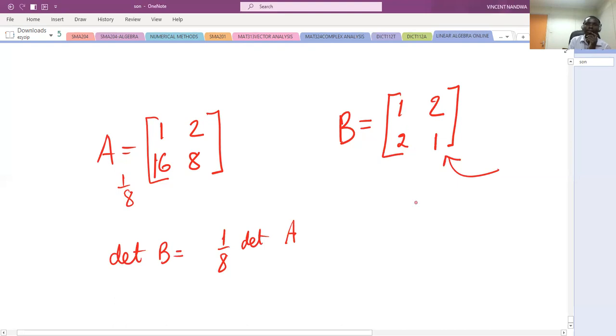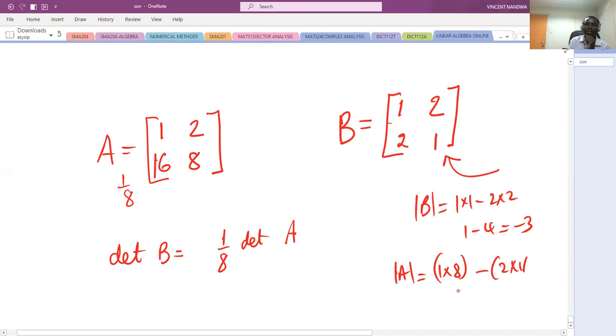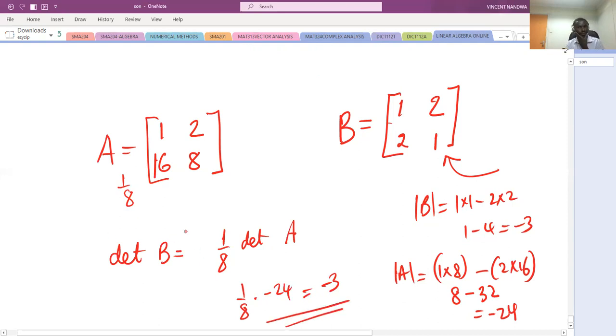We can see this one. So determinant of B is 1 times 1 minus 2 times 2. So 1 minus 4, which is minus 3. Determinant of A is 1 times 8 minus 2 times 16. So 8 minus 32. So this is minus 24. You see 1 over 8 times minus 24 gives us minus 3 as the determinant of this other one here.